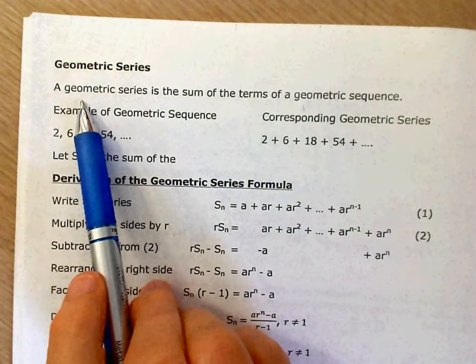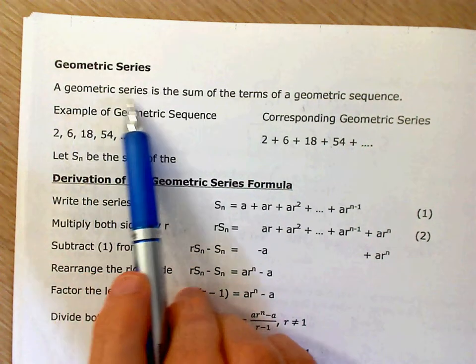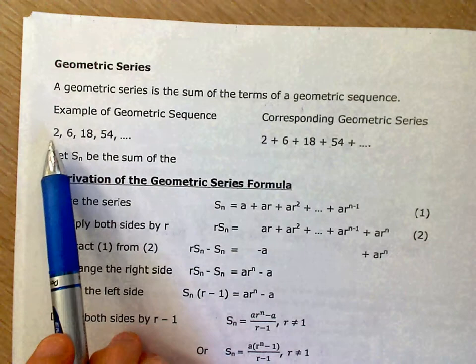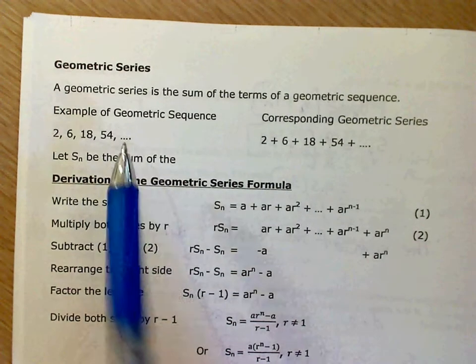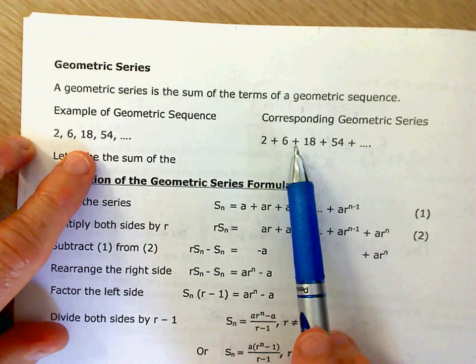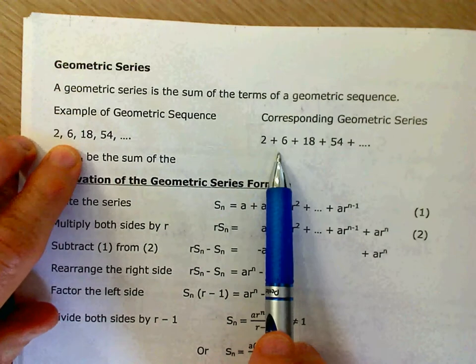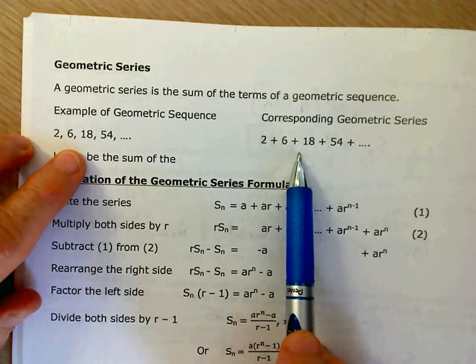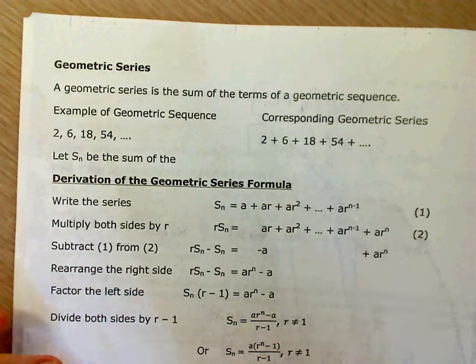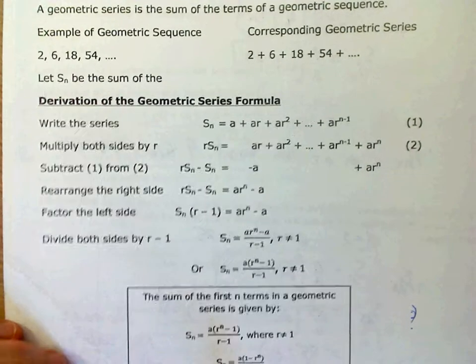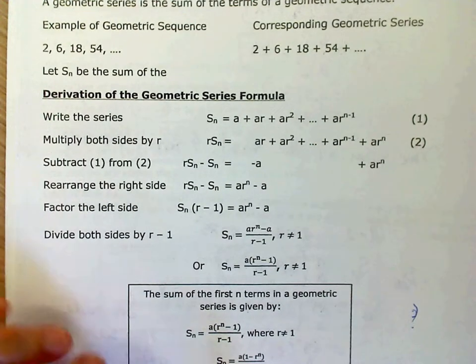A geometric series is the sum of the terms of a geometric sequence. So just like in arithmetic, here's a geometric sequence. The only difference between a geometric sequence and a geometric series is one has commas, the other has plus signs. So now we're adding. What I want to do is just develop the geometric series sum formula, okay?